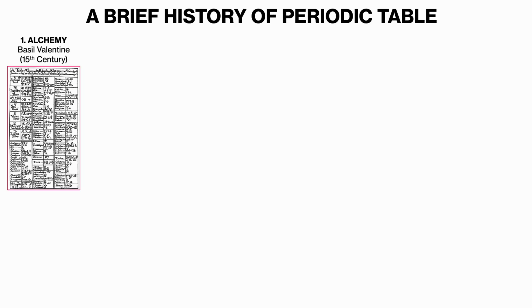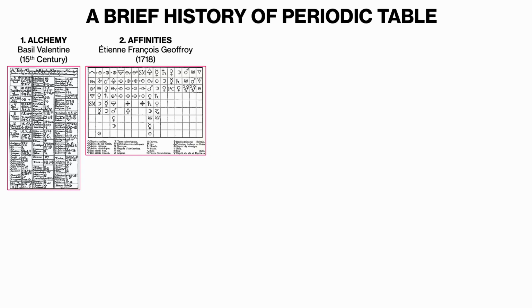The first one is alchemy. Alchemists, the wizard-like forebears of modern chemists, organized substances according to their magical properties. They gave them symbols and genders and attributed to them links to the planets. This table was put together by Basil Valentine in the 15th century.